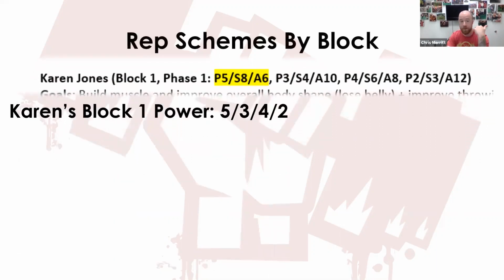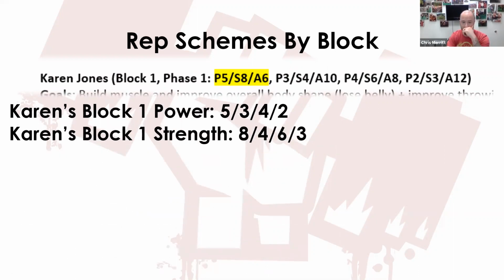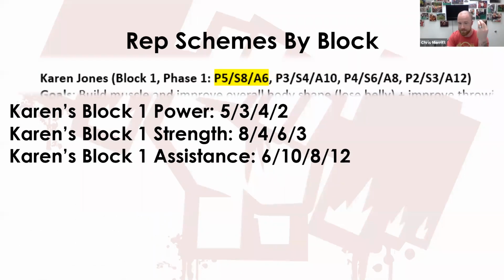And then what would happen, I'm pretty good at PowerPoint, but I'm not good enough to figure out how to highlight in PowerPoint. So I'm going to show it a little bit differently here. Karen's block one, power, 5342, strength, we just looked at 8463. Assistance, now to answer your question from earlier, 6, notice that we went 5 down to 2, middle flipped. For strength, we went 8 down to 3, middle 2 flipped. But for assistance, we started at 6. We're going to go to 12.